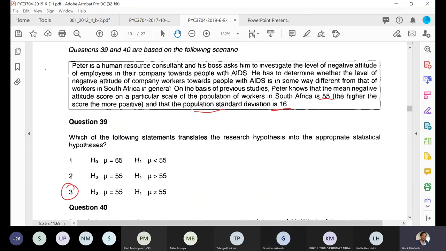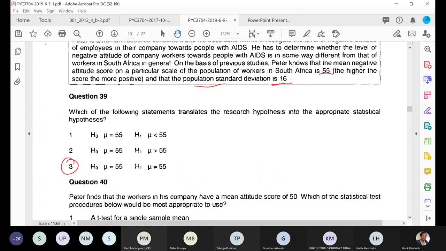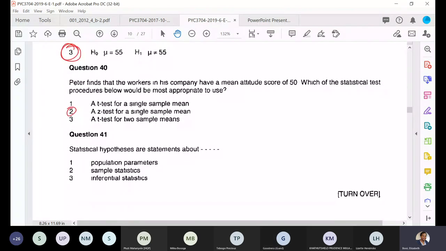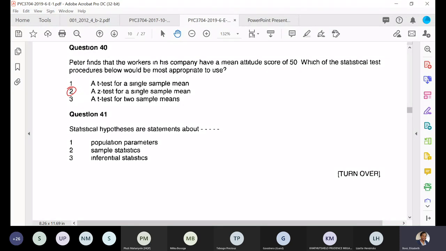Peter. Okay, I'm not going to read the whole sentence. Based on the statement, he has to determine whether the level of negative attitude of companies towards people with HIV is somewhat different from that of the workers in general. It does not say anything about greater than or less than. So therefore, that won't be correct. It says it is not equal. Okay, and we got there in 2 minutes.